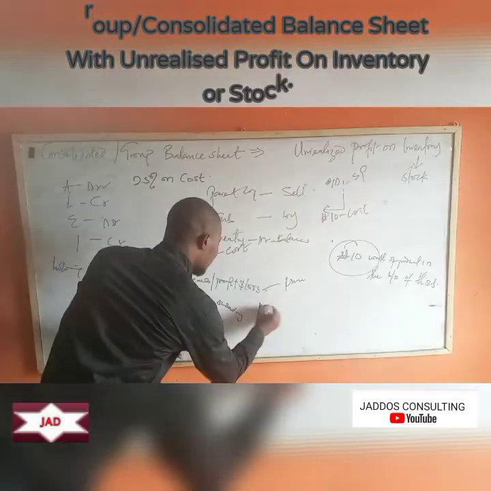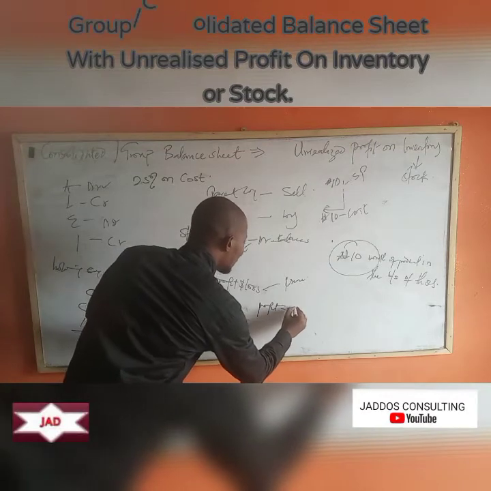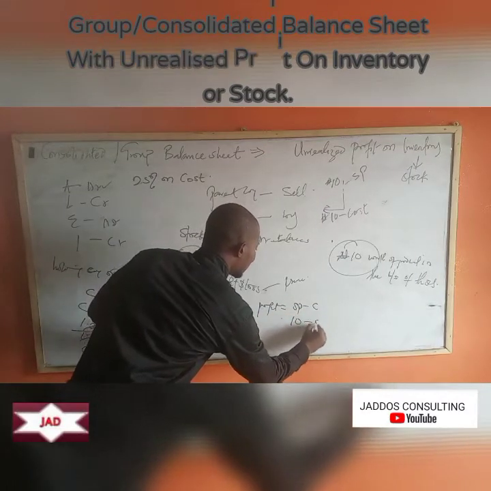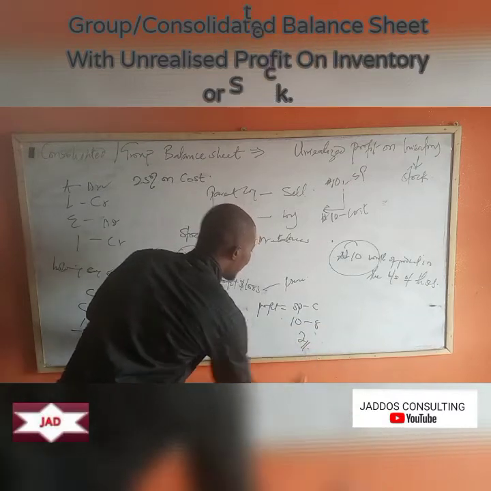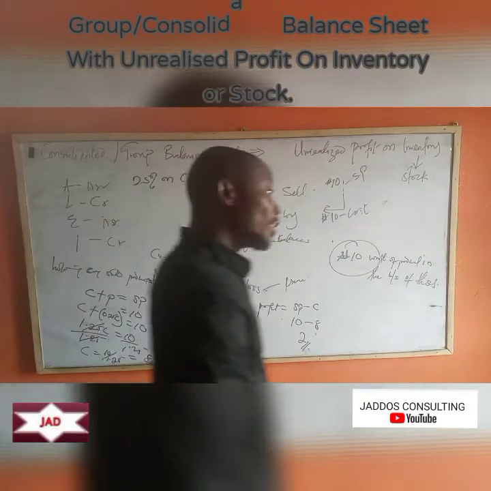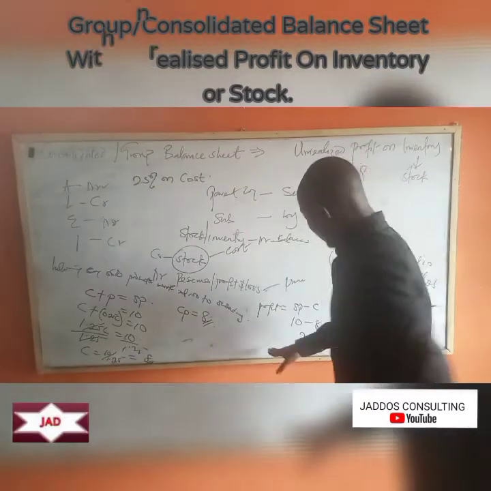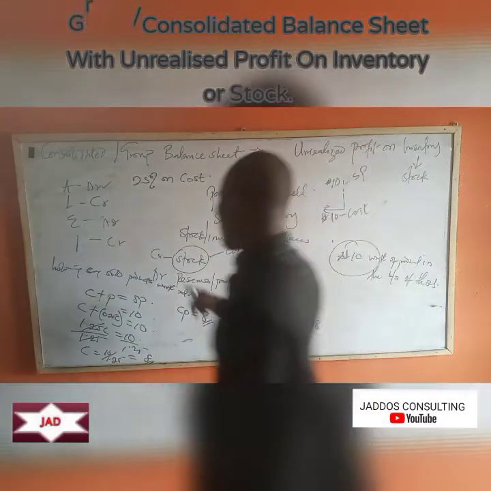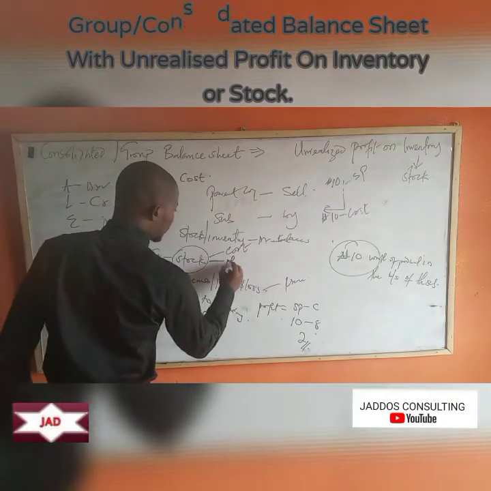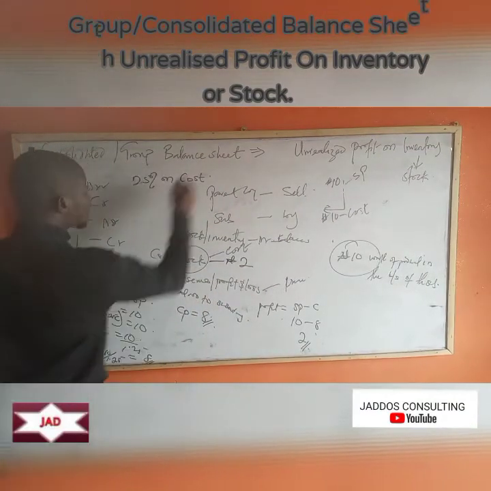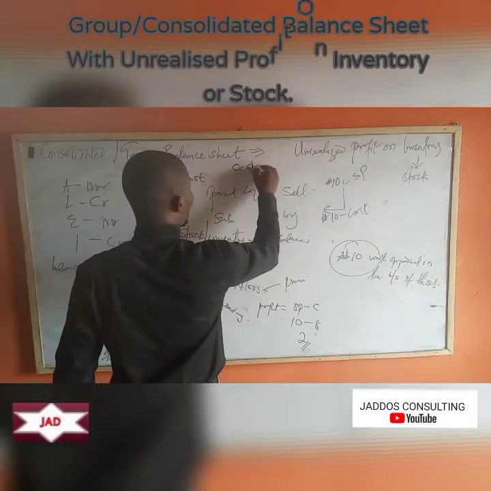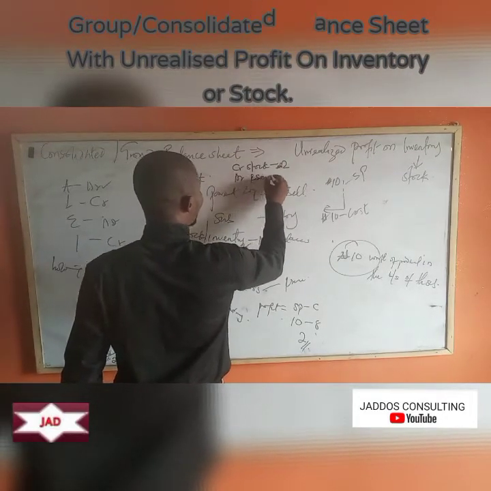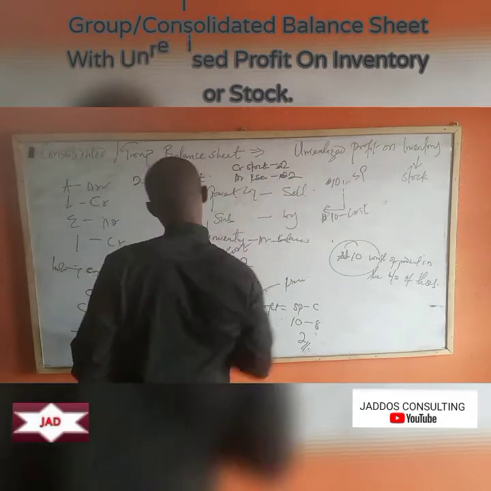So the profit will be selling price minus cost price. Selling price is 10 naira, cost price is 8 naira. Profit is 2 naira. So we are going to adjust or raise journals to adjust this profit element against the stock. So it means that we credit stock with 2 naira. Debit reserve with 2 naira.